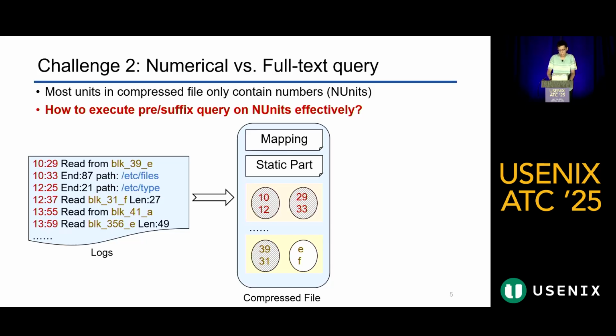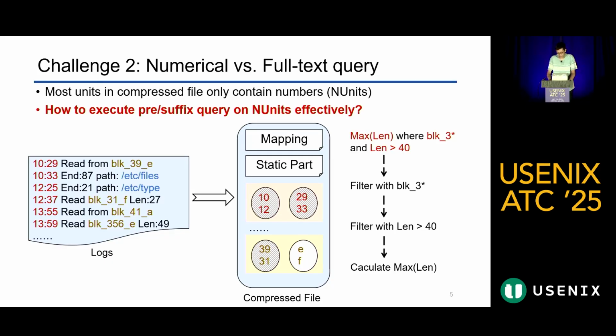As for the second challenge, pattern-based log compression generates numerous units containing only numbers. We call them n units. Encoding n units as integer vectors can facilitate aggregation. For example, to execute this command, we need to first filter with BLK3, then filter with length larger than 40, and finally calculate the largest length. The last two steps can be facilitated by encoding n units as integer vectors. However, since logs are text data, we have to support full-text queries on these units. So, how to execute prefix queries on numerically encoded units remains challenging.